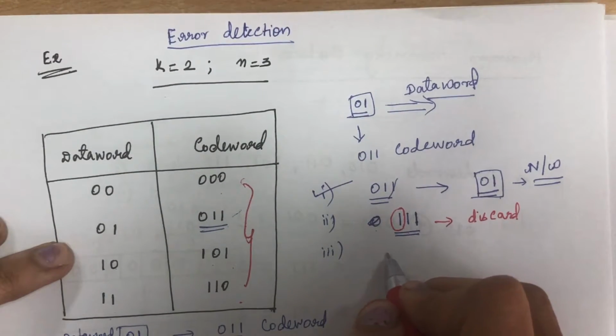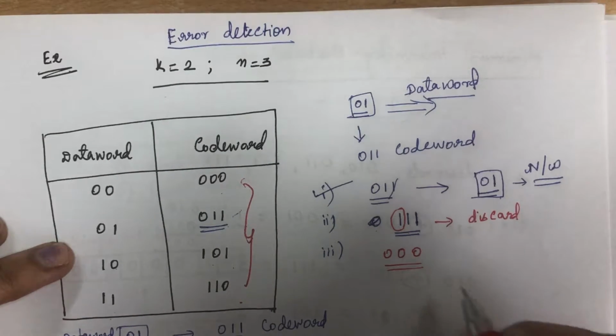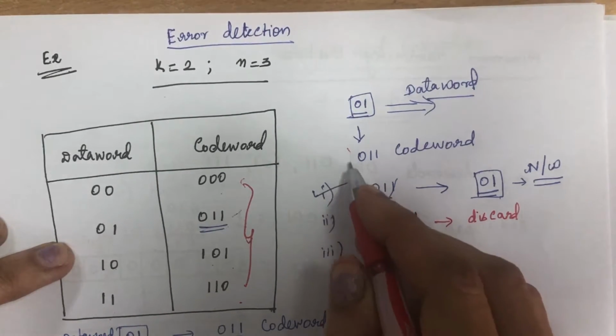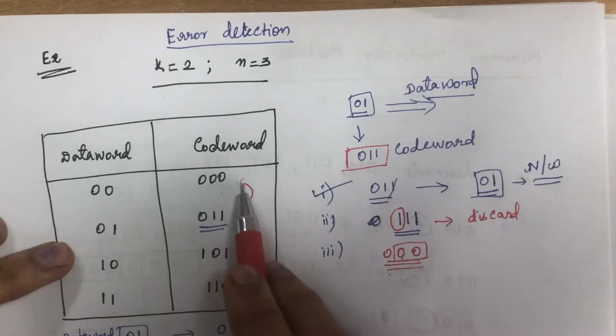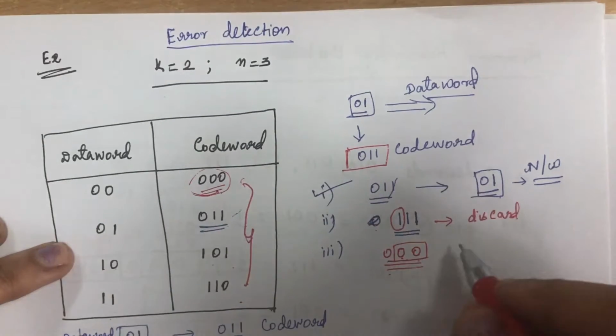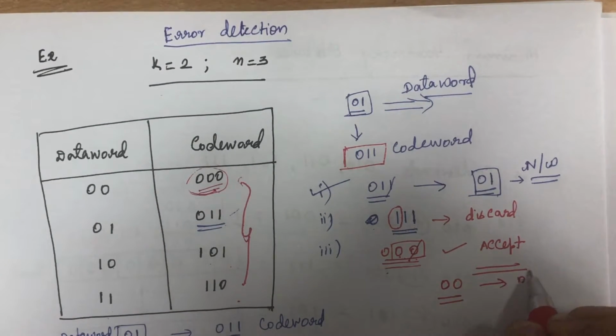Okay, and the third case is, if you are receiving 000, that is 2 bits have changed. So this bit is also changed. Instead of getting 011, we are getting 000. So 2 bits have got changed. In that case also, the receiver will go and check here. Since it is one of the code words in the list, the receiver will accept. It will discard this last bit and send the 00 to the network layer.